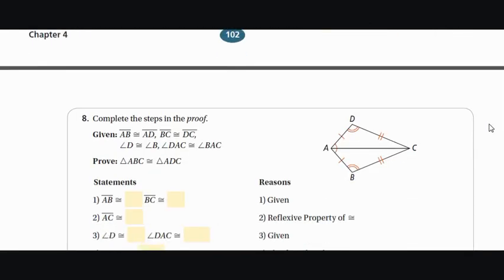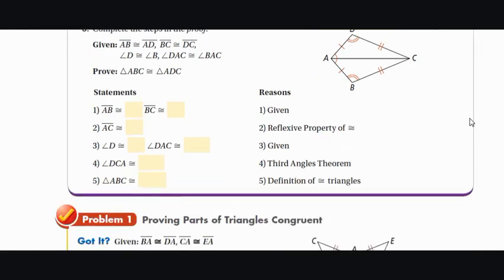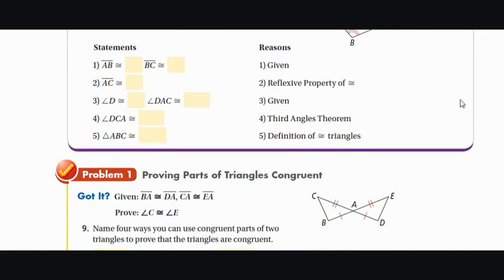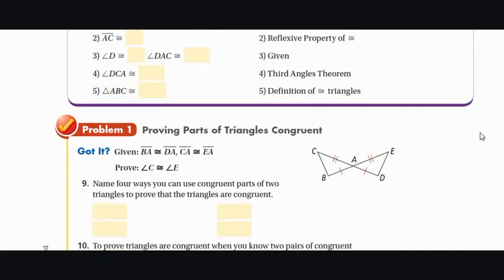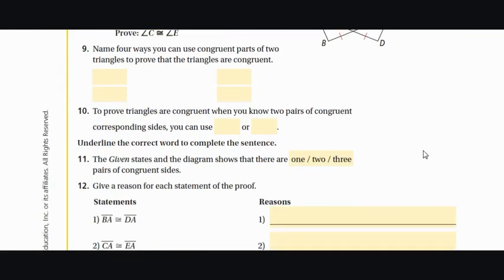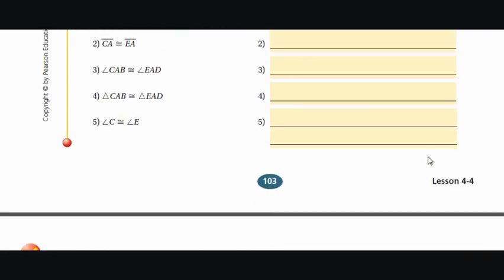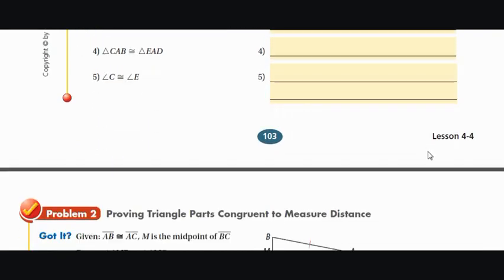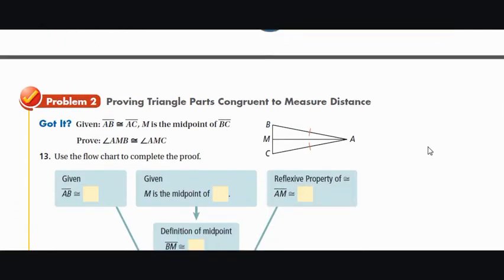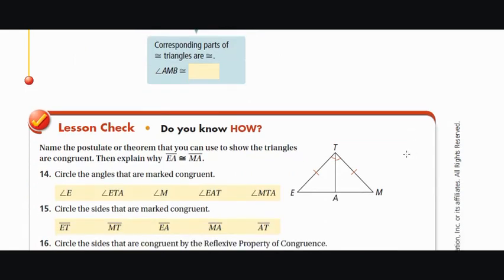And you're going to be given an incomplete proof, and you're going to be asked to fill in the blanks of that proof. So go through that step by step. And then you're going to be given a couple problems where you have to answer questions about proving parts of triangles congruent using CPCTC and some things you already know about congruent triangles, like side, side, side; side, angle, side; angle, side, angle; angle, angle, side; and hypotenuse leg, and things like that.